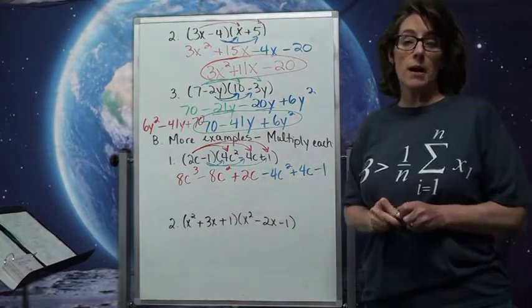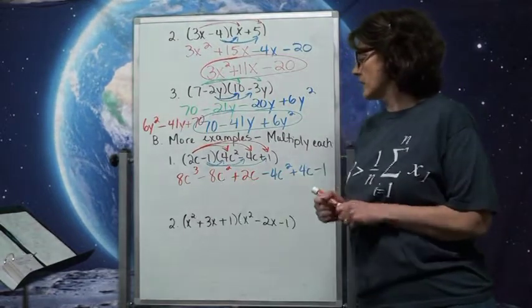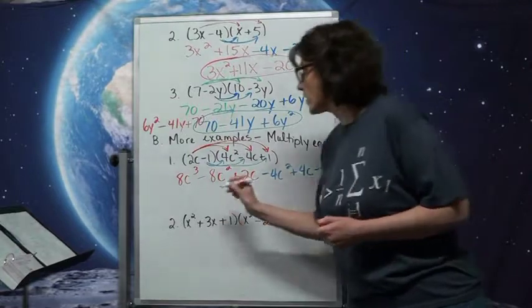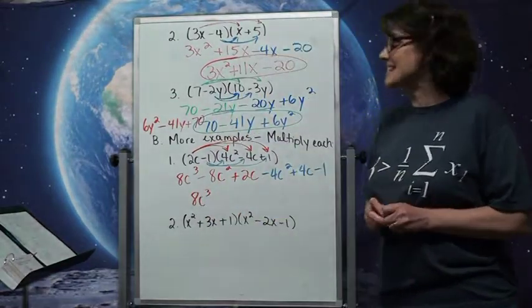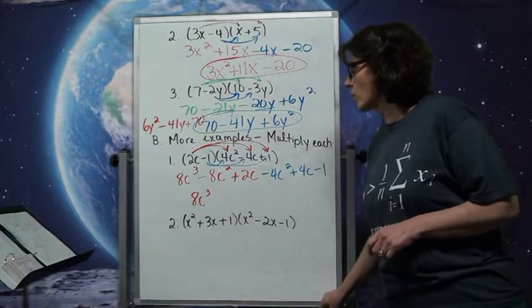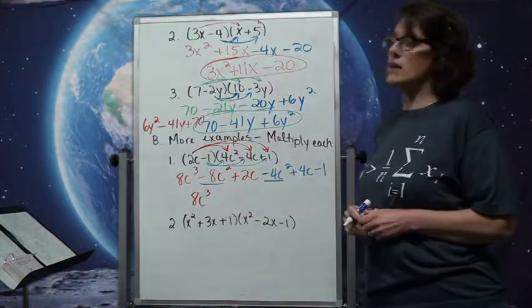Now I'm ready to combine up all those like terms. So the highest power that you see is a third power on that c. There are no other third powers. So I'm just going to carry it down as I see it. And now I'm going in descending order. In descending order, I see a c squared right here, and I see another c squared right here.